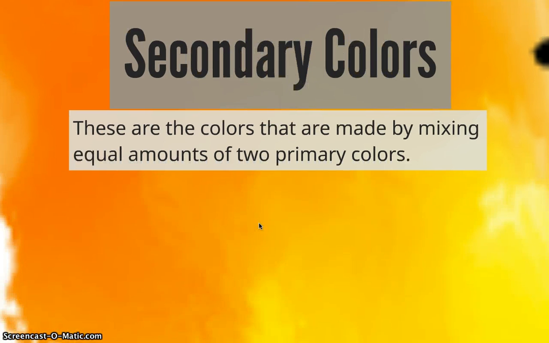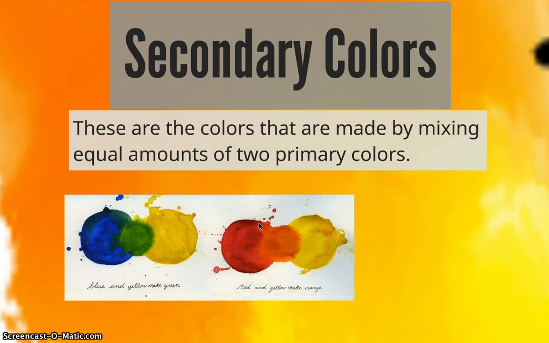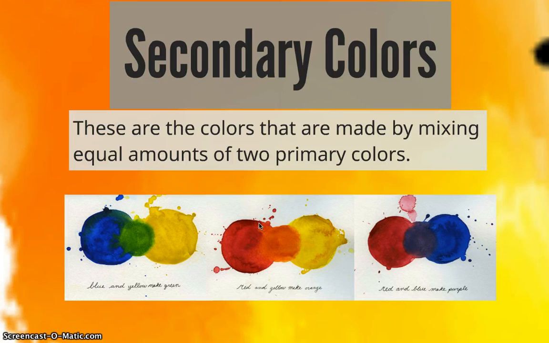Alright, so then we go into the secondary colors. These are the colors that are made by mixing equal amounts of two primary colors. Anyone have any idea what the three secondary colors are and how you make them? So, blue and yellow make green, red and yellow make orange, and red and blue make purple. So those are the three secondaries.